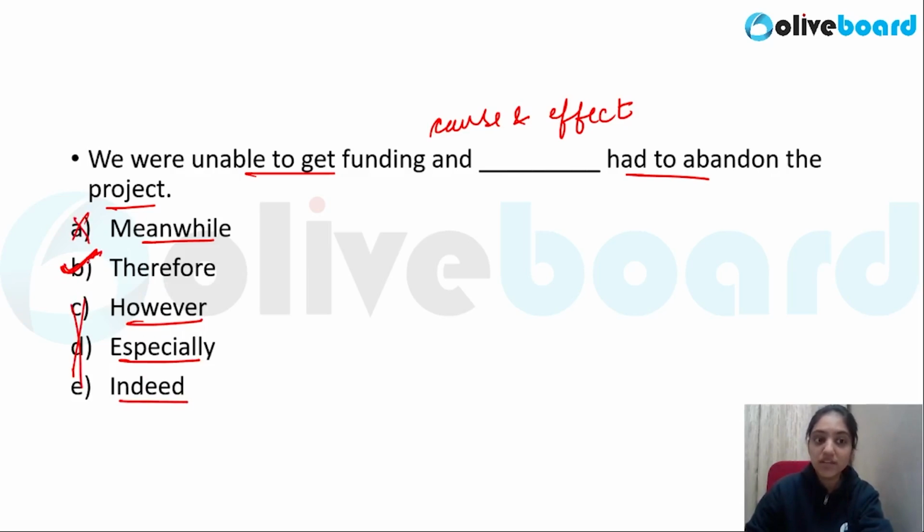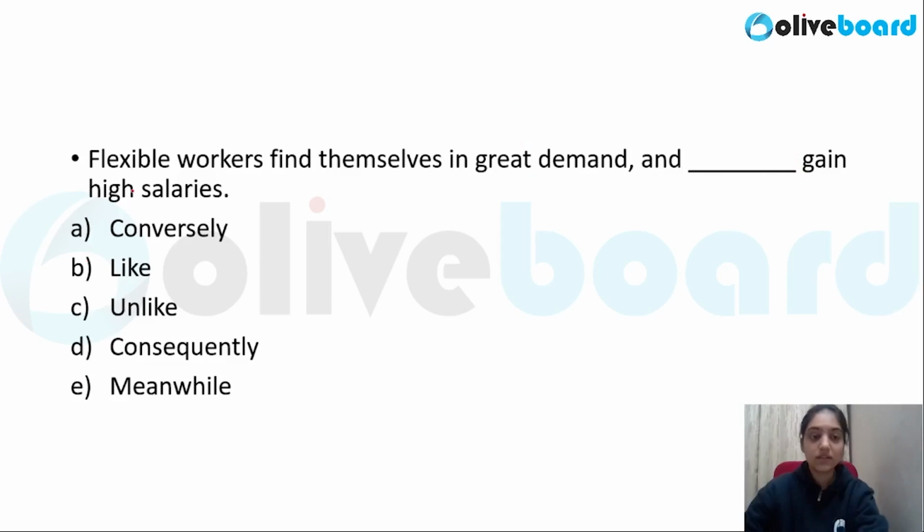Hence, option B here is the correct answer. Now, the next sentence says flexible workers find themselves in great demand and blank gain high salaries. Now, take this example. If a commodity is in great demand, people will be willing to pay a higher price for this. Same is the case with flexible workers. The fact that they are in great demand, people are willing to pay them high salaries. So, as a result of this quality of theirs, they get high salaries.